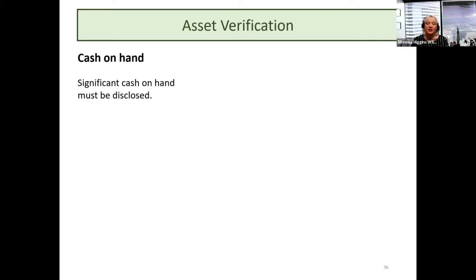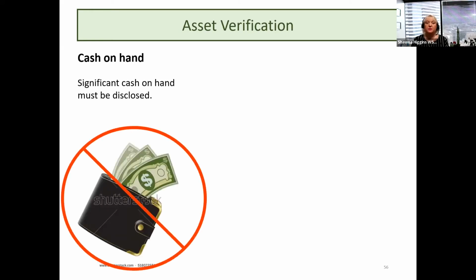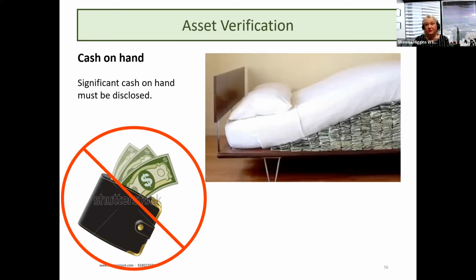Okay, so now we're going to talk about cash on hand. When we say cash on hand, we're talking about significant cash on hand that must be disclosed, not the $20 that they have in their wallet. We're talking about the $50,000 that they have underneath their bed.